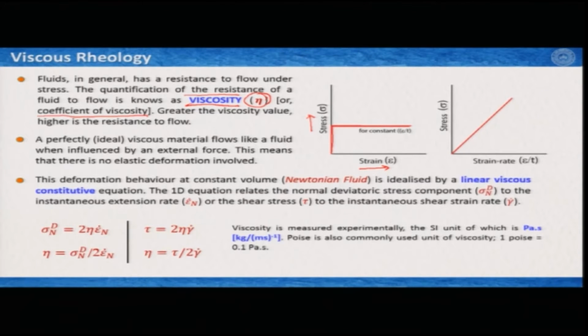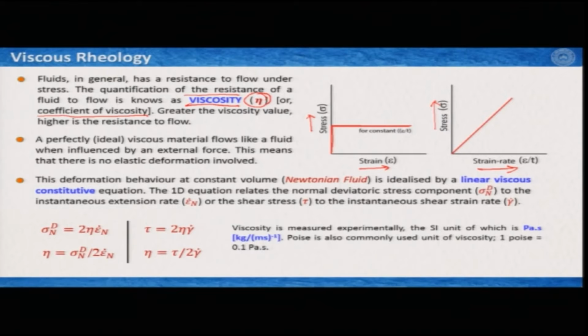So, strain rate here with the viscous rheology is very important, and then if I plot stress versus strain rate, then the plot actually looks like the stress versus strain plot of elastic deformation. In elastic deformation, stress versus strain was linear, and in this case stress versus strain rate is linear. So, if I plot stress on this side and strain rate along the horizontal direction, then I get a curve like this for an ideal viscous material.